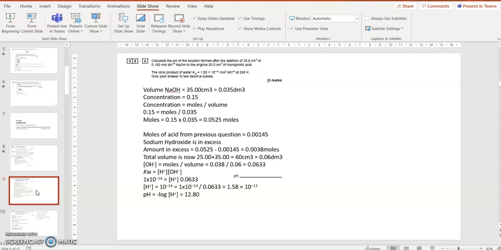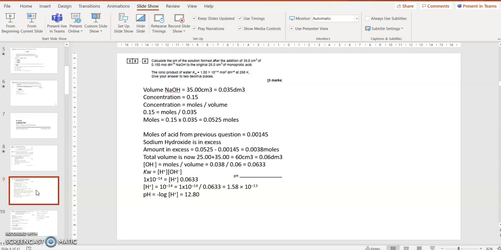So I've got the number of moles of sodium hydroxide in excess, 0.0038. I now know the total volume after I've added 35 and 25 centimetre cubed of reactants together: 60 centimetre cubed or 0.06 decimetre cubed. Moles 0.038 divided by 0.06 decimetre cubed is 0.0633. So that's the concentration of sodium hydroxide.